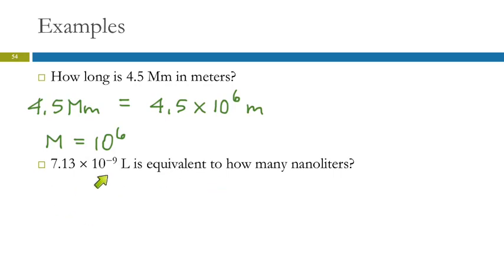Here's kind of the opposite sort of a question. 7.13 times 10 to the minus 9 liters is equivalent to how many nanoliters? Well, what does the prefix nano mean? 10 to the what? Sounds like nano. 9. It's 10 to the minus 9. Oh, look. That is 10 to the minus 9. So what we can do is just take this part, this times 10 to the minus 9, and write nano for that. So this is equal to 7.13 nanoliters.